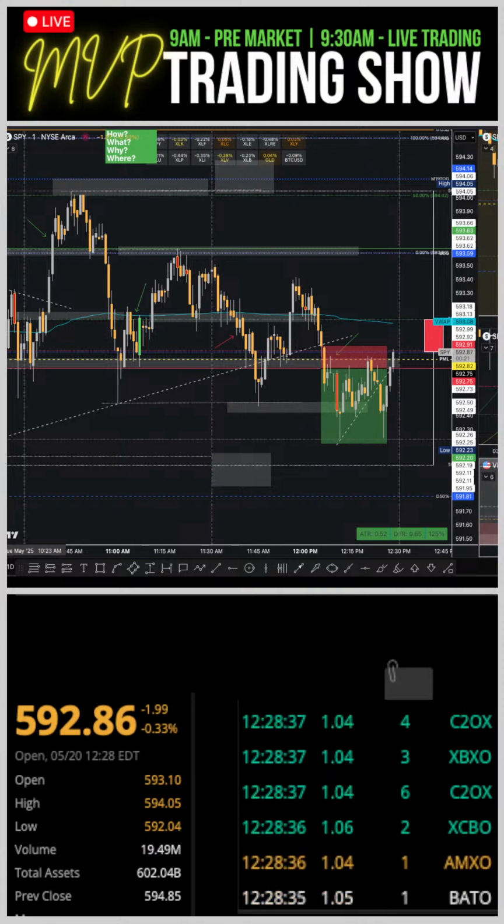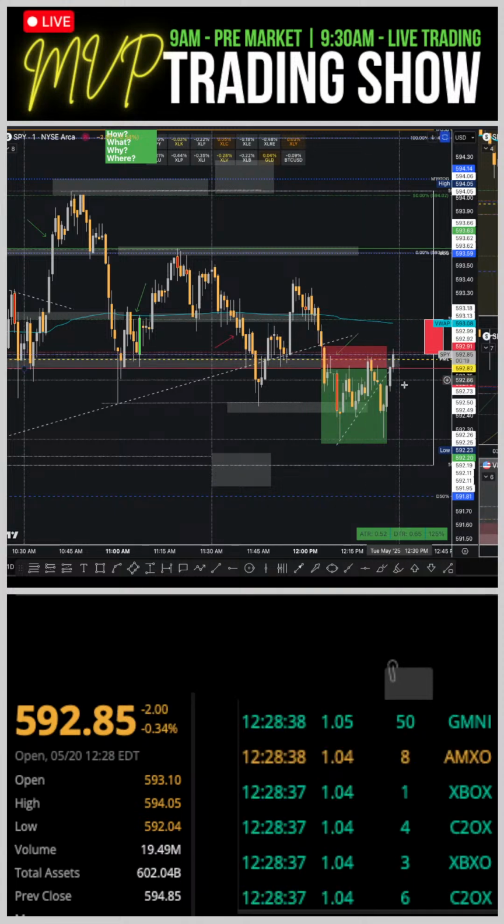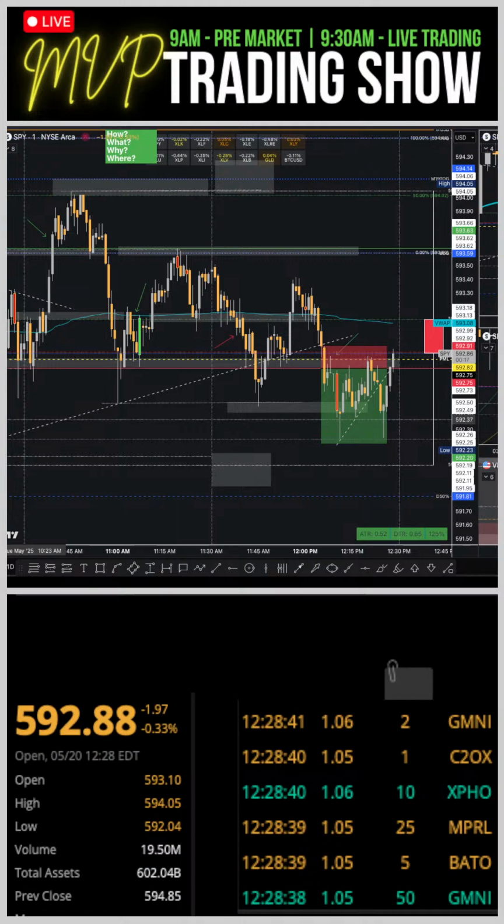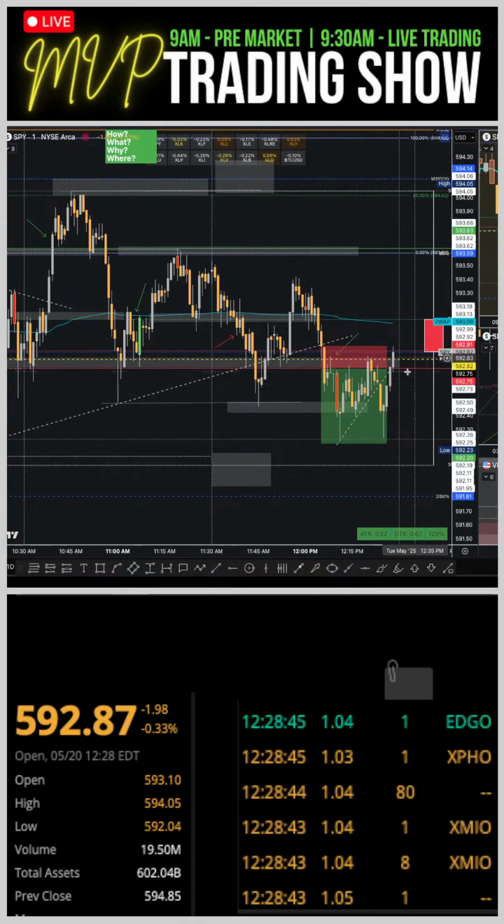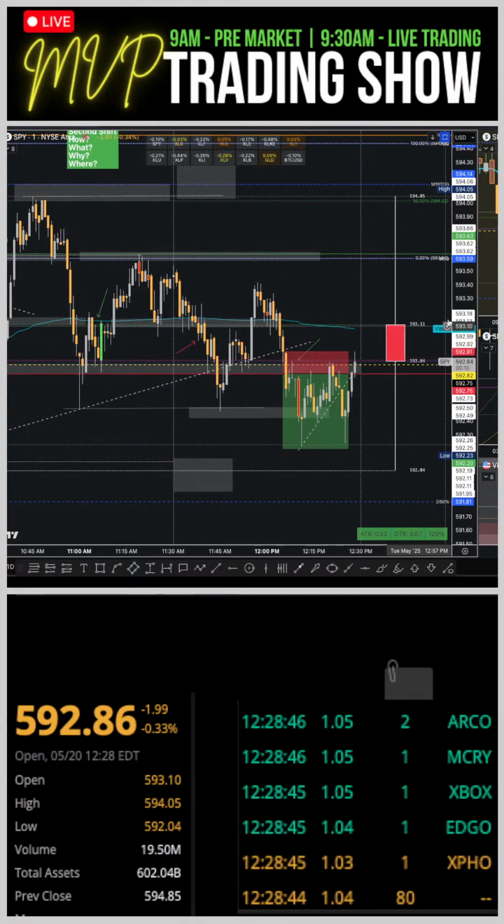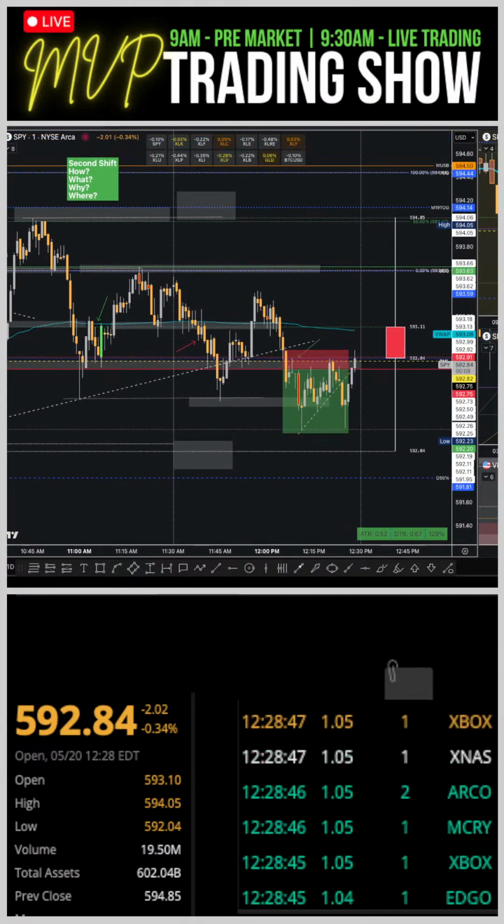So a nice dump on the VIX here. As the VIX is dumping, let's see if we can reclaim that level. We went buy block on the 5. So that's the second buy block we had all day. But more importantly, look at this daily candle.